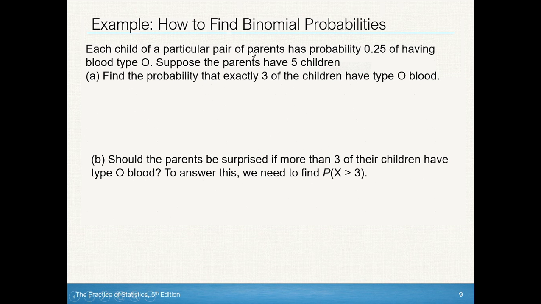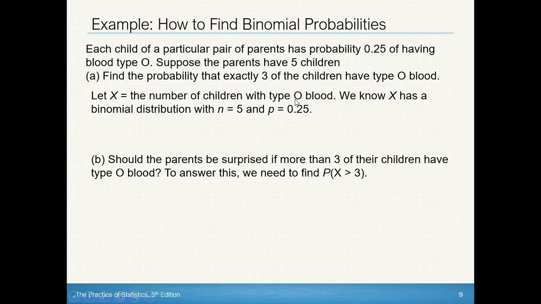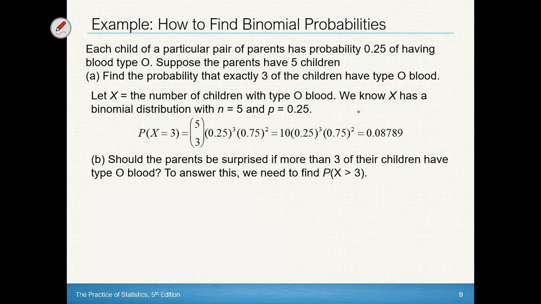So each child of a particular pair of parents has a 25% chance of type O. Suppose the parents have 5 children. Find the probability exactly 3 of them have type O blood. In this case, X is going to be the number of kids with type O blood. It's binomial with n equals 5 and p equals 0.25. So here's the formula. The probability X is 3 is 5 choose 3, 5 attempts, 3 successes. The probability of success, and there are 3 of those. The probability of failure, 2 of those, and work that out right here.